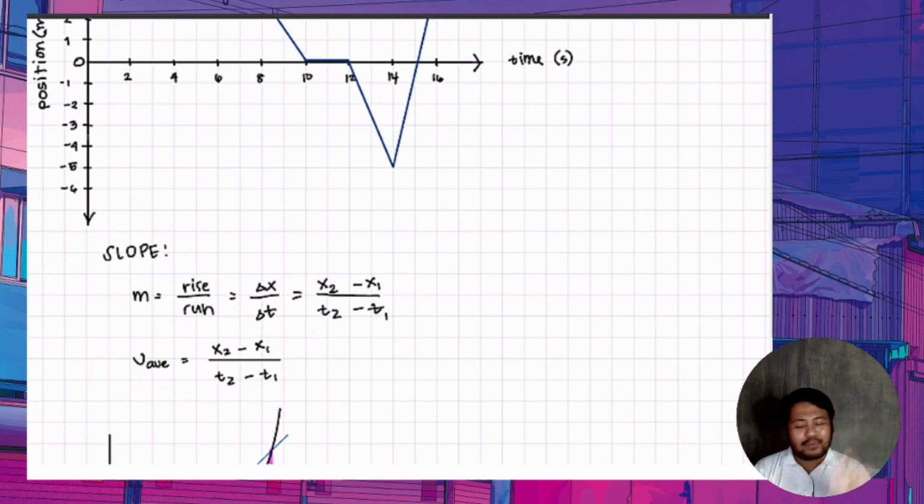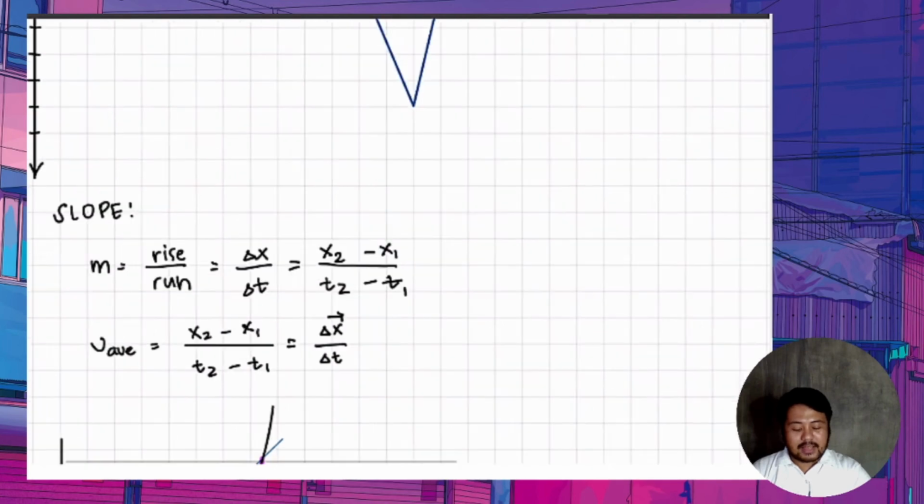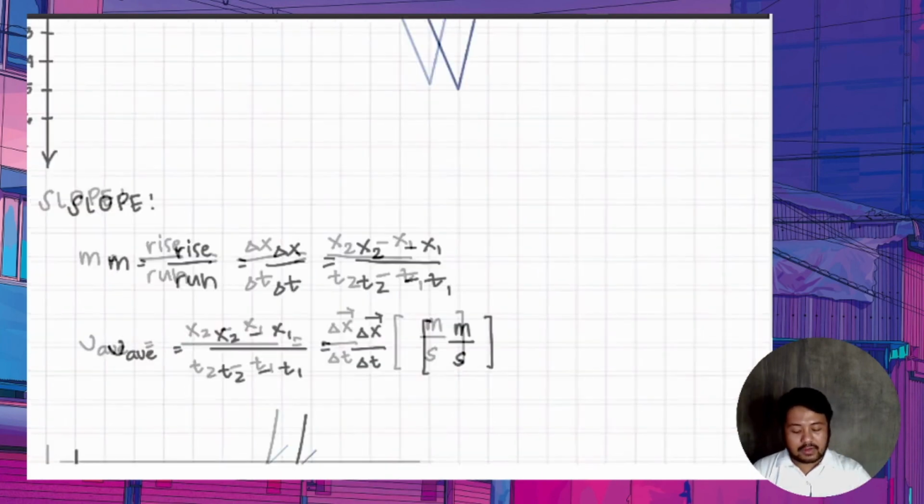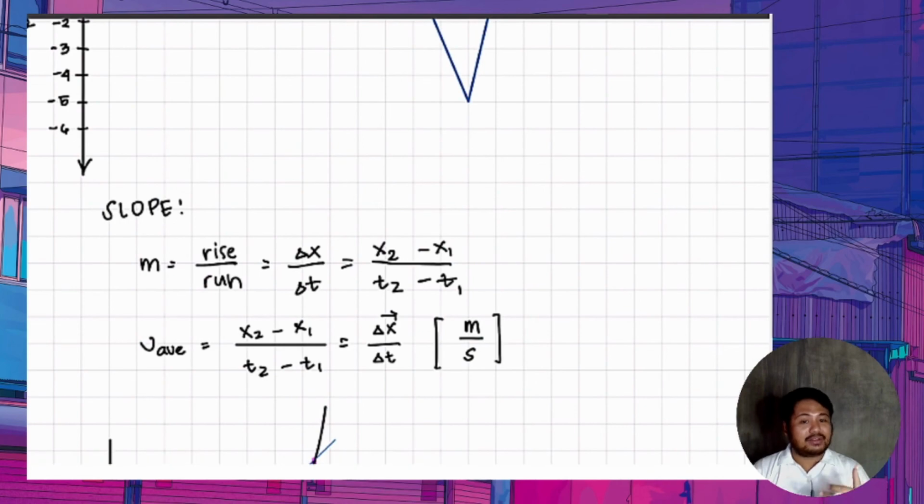Or if you want, sige, general muna, velocity. Okay. Now, as you can see, this is just equal to delta x over delta t, or the displacement over the change in time. And then, ang SI unit natin for this one is in meters per second. Sometimes, yung iba, kilometers per hour. Okay lang din yun siya. Okay. Now, that's our average value. That's our average velocity.